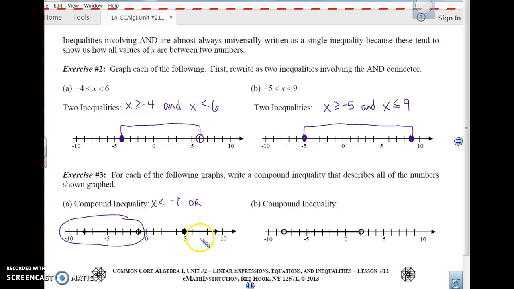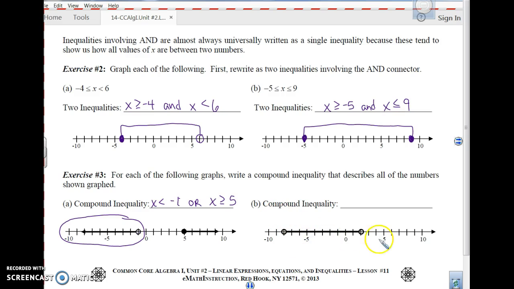Now this one is an or. The other half of the or is going to be starting at 5. Is 5 included? Yes, it is. And all the values of x related to 5 are greater than. So x is going to be greater than or equal to 5. It's equal to because it's filled in. So x is less than -1 or x is greater than or equal to 5. So that describes both of the inequalities using the or statement because it has a gap in the middle. It doesn't overlap.